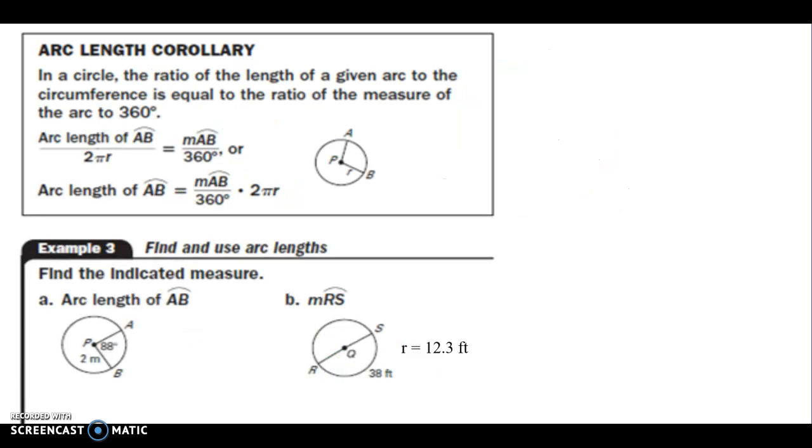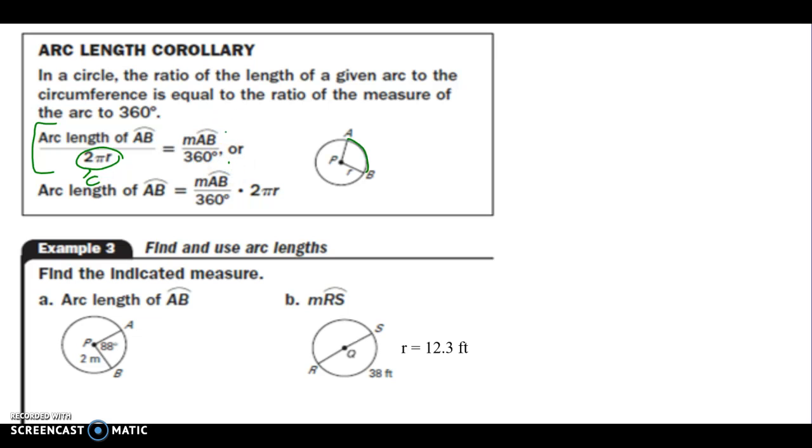This little corollary basically sets up this proportion for us. It says the ratio of the length of a given arc to the circumference, so that's this little space right here. So the ratio of the green to the whole entire circumference, which is 2 pi r, put that C, is equal to the measure of that arc over 360. We're basically doing part of a whole is equal to part of a whole.